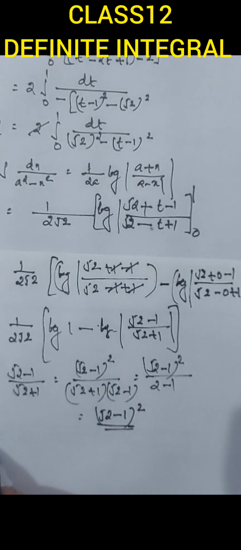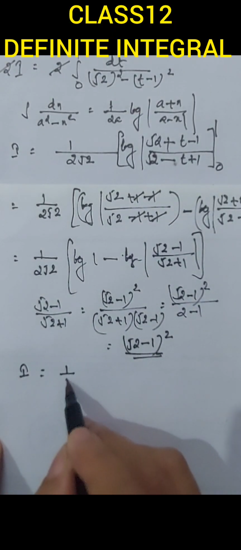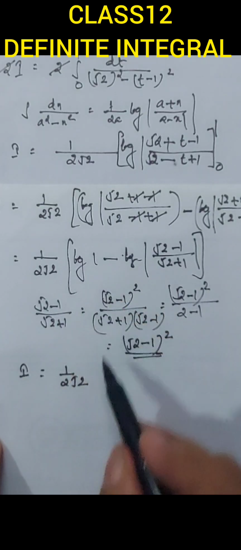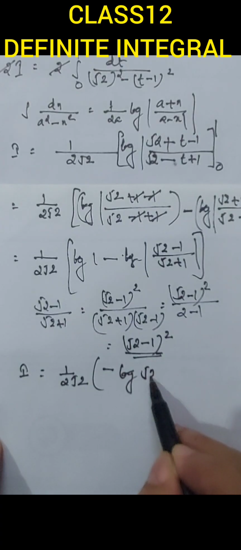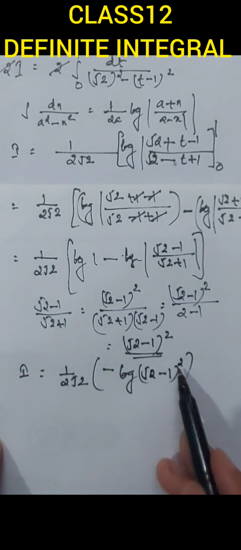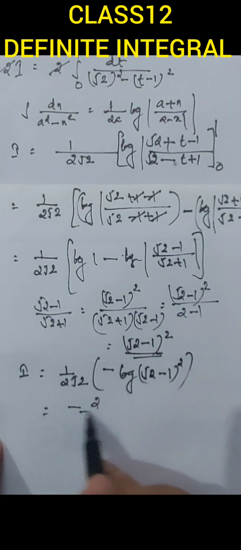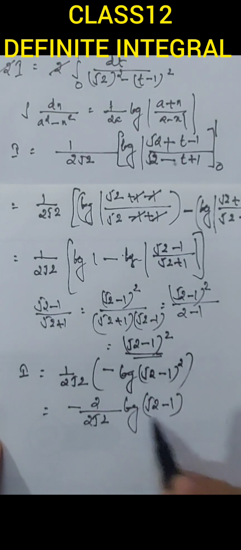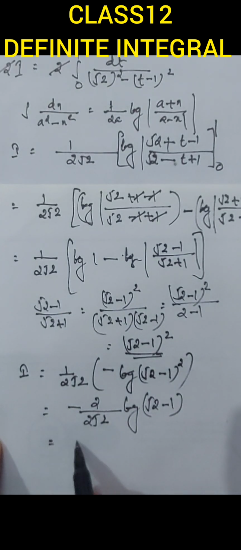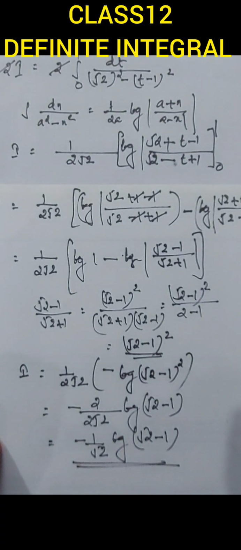So our integration, the value of the integral will be I is equal to 1 by 2 root 2 into log 1, which is 0, so into minus of log root 2 minus 1 the whole square. This 2 will come at the front. It will be minus 2 divided by 2 root 2 into log root 2 minus 1. 2 and 2 get cancelled. It will be minus 1 by root 2 into log root 2 minus 1. This was a lengthy question and an important one, so please practice it.